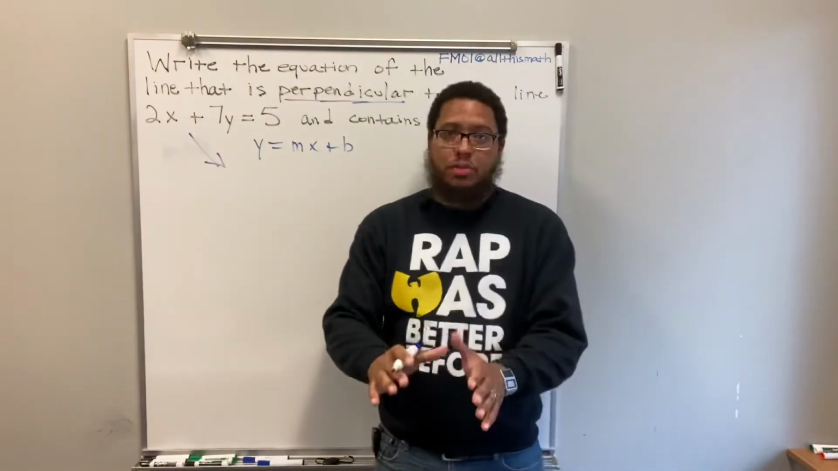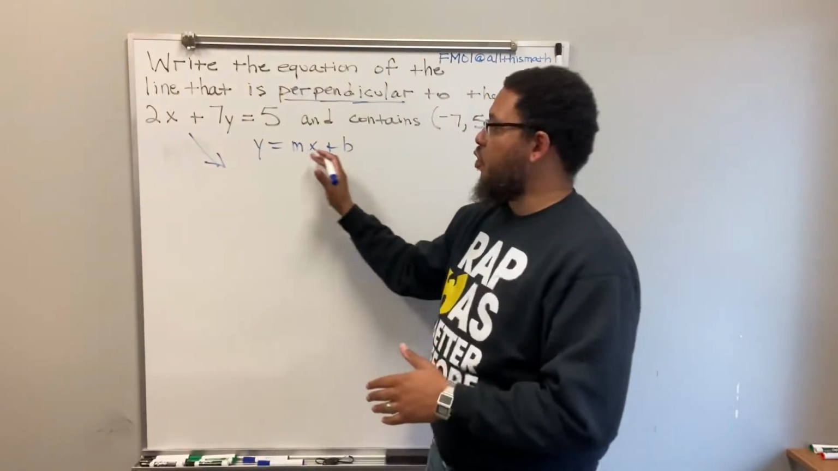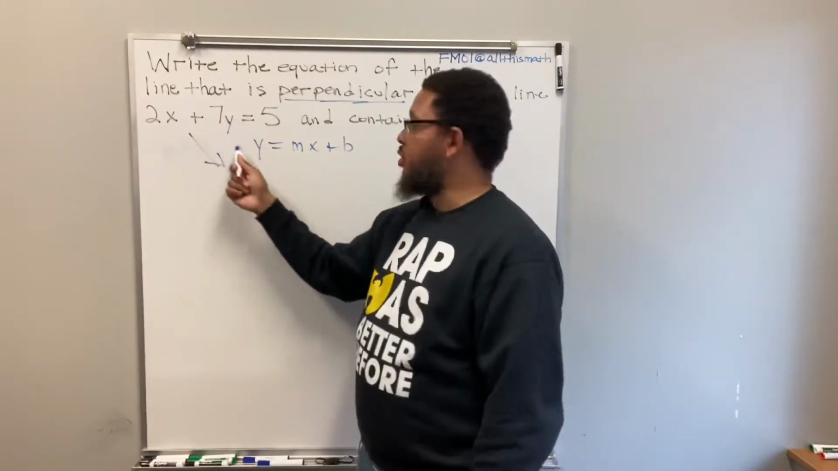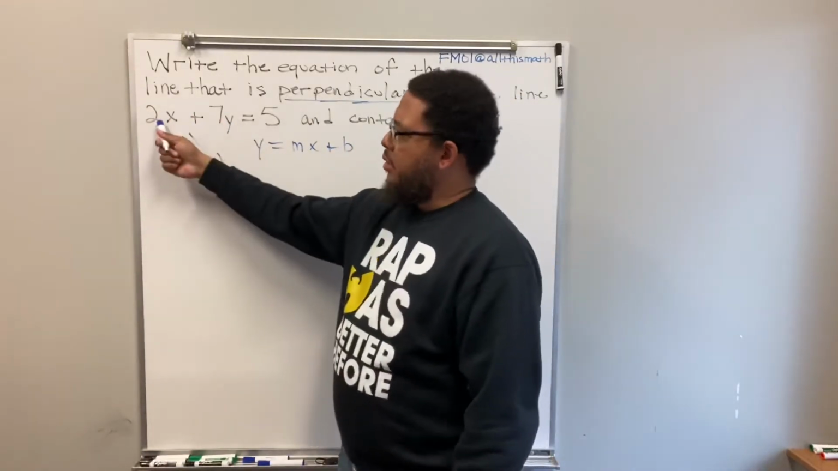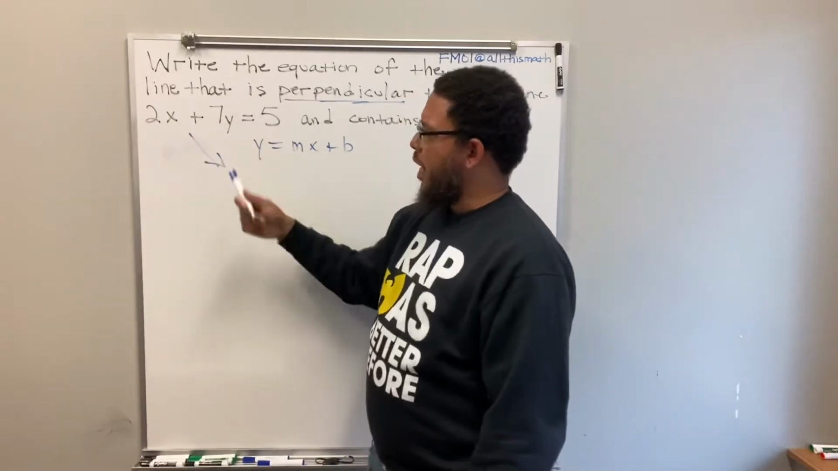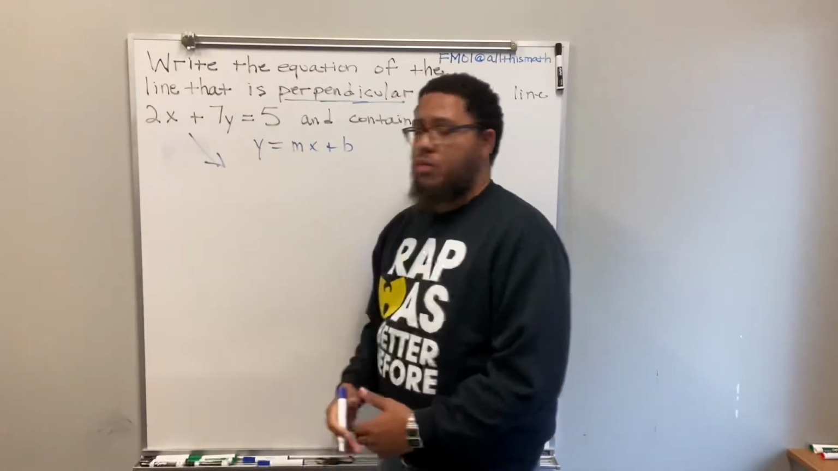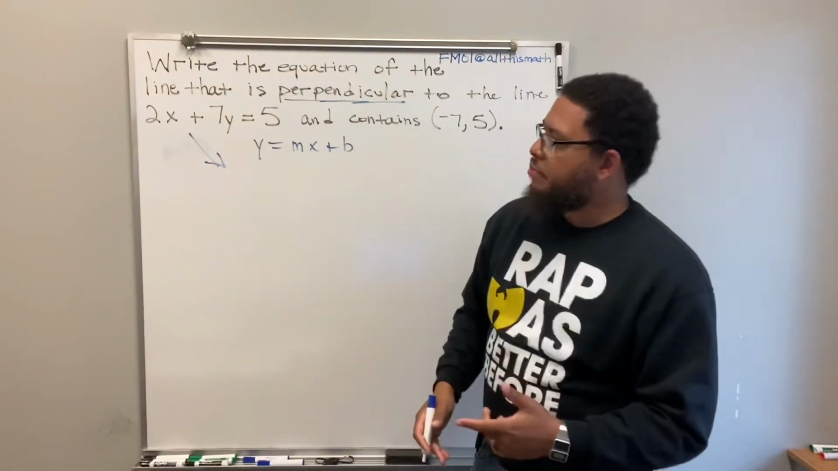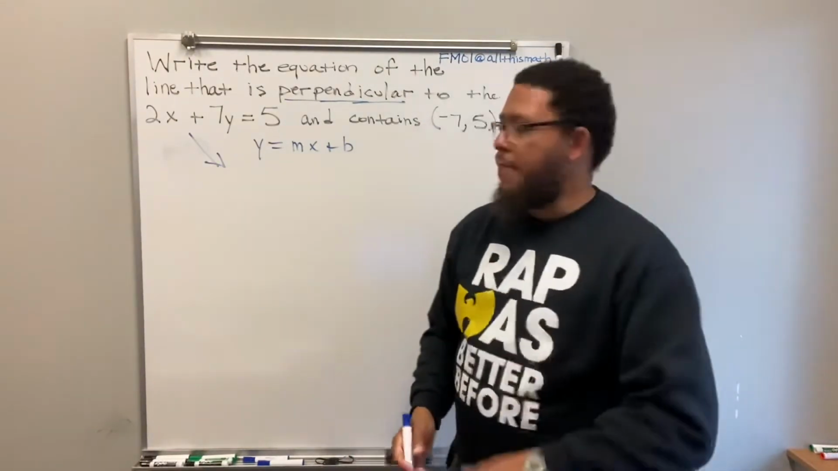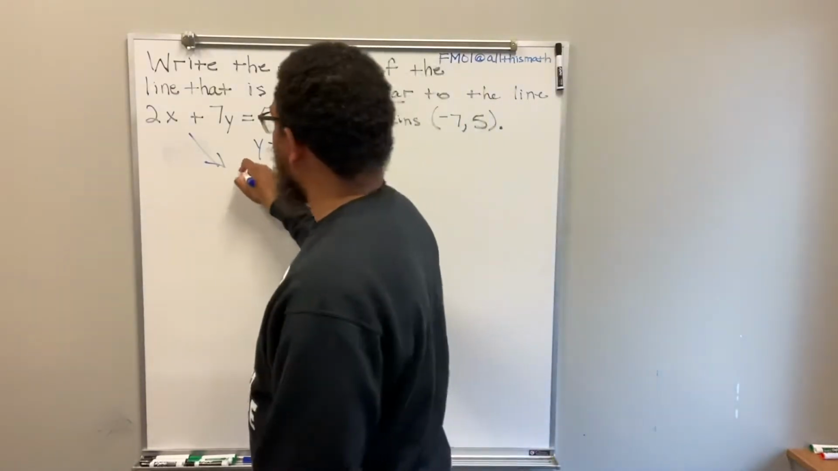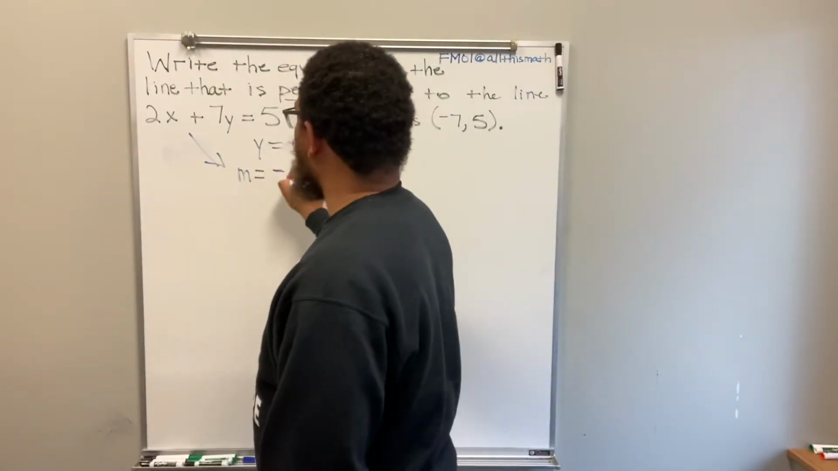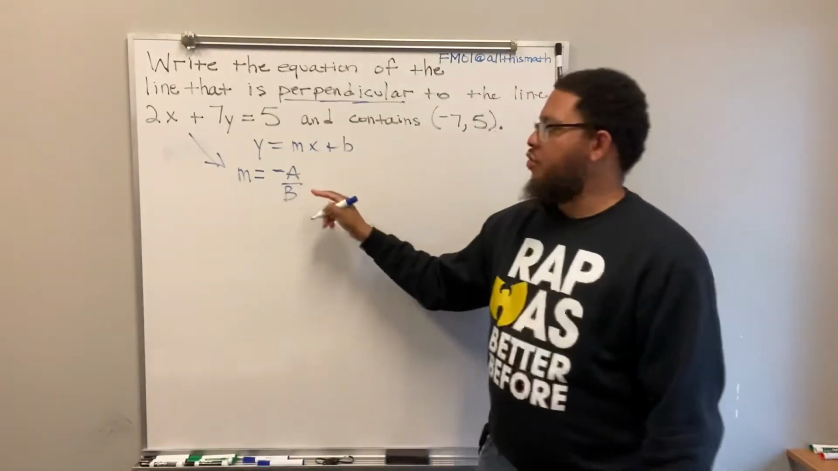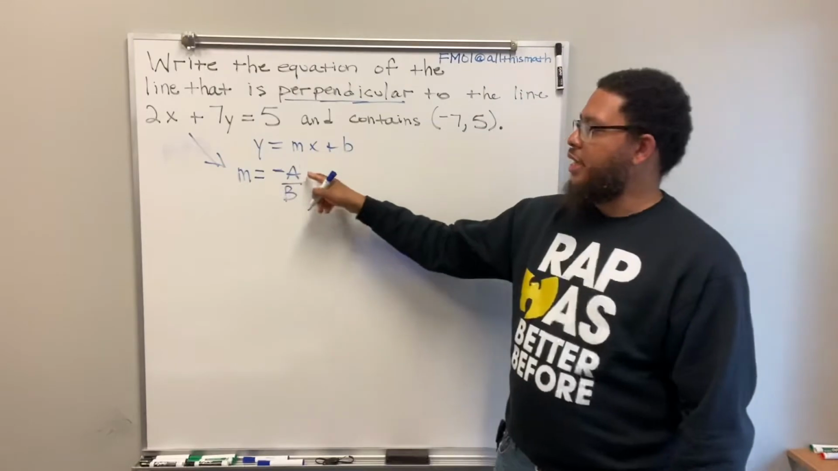One option is, some people like the slope-intercept form so much that they'll solve for y in order to put this into slope-intercept form. You could do that. Subtract 2x, move it over to the other side, divide everything by 7. Then the coefficient of x will be the slope. But there's a shortcut to that. There's a formula you can memorize. M equals negative a over b, where m is the slope, is equal to negative a over b.